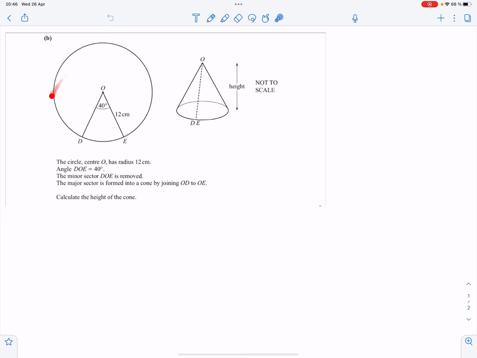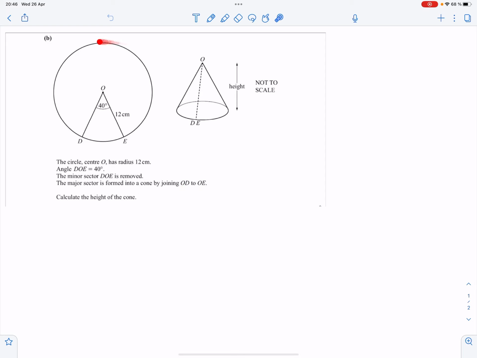As you can see, we have a circle here with center O, and it has radius 12 centimeters. That's the radius here, OE or OD. The angle DOE, which we can see here, is this interior angle of 40 degrees. So DOE is equal to 40 degrees, and we're told that the minor sector DOE is removed. Okay, so they've split this large disk into two sectors, the minor sector and the major sector, and they've removed the minor sector DOE. Once that's done, the major sector is formed into a cone by joining OD to OE.